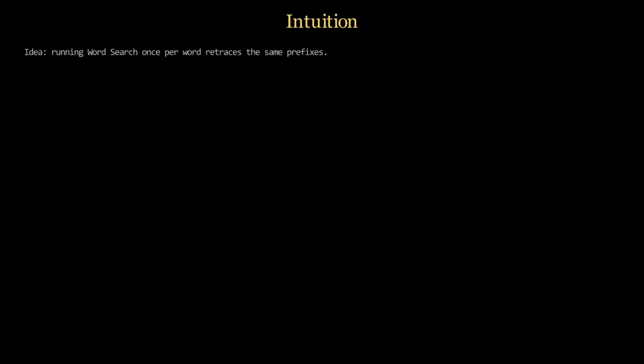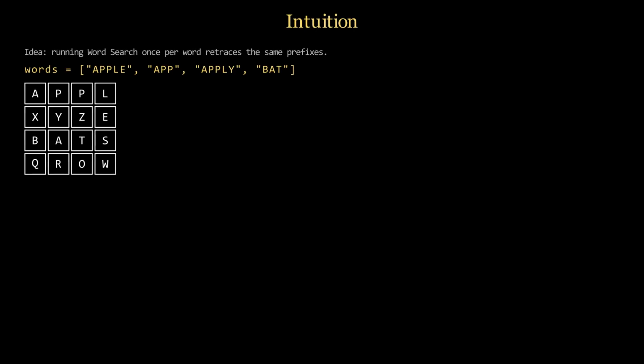If we run a separate search for every word in the list, we keep redoing the same first steps from the same starting cell. That is redundant, and it does not scale when the dictionary has hundreds or thousands of words.